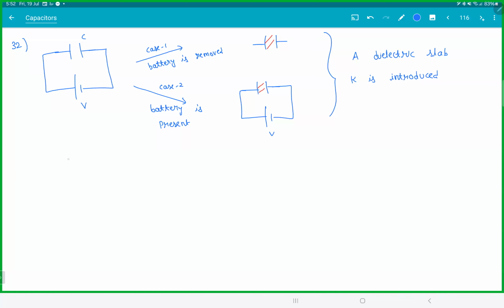Same thing, we have done this before. The distance between the plates is doubled. So Q, new capacitance, new voltage, new field, force between plates, energy stored, and energy density.